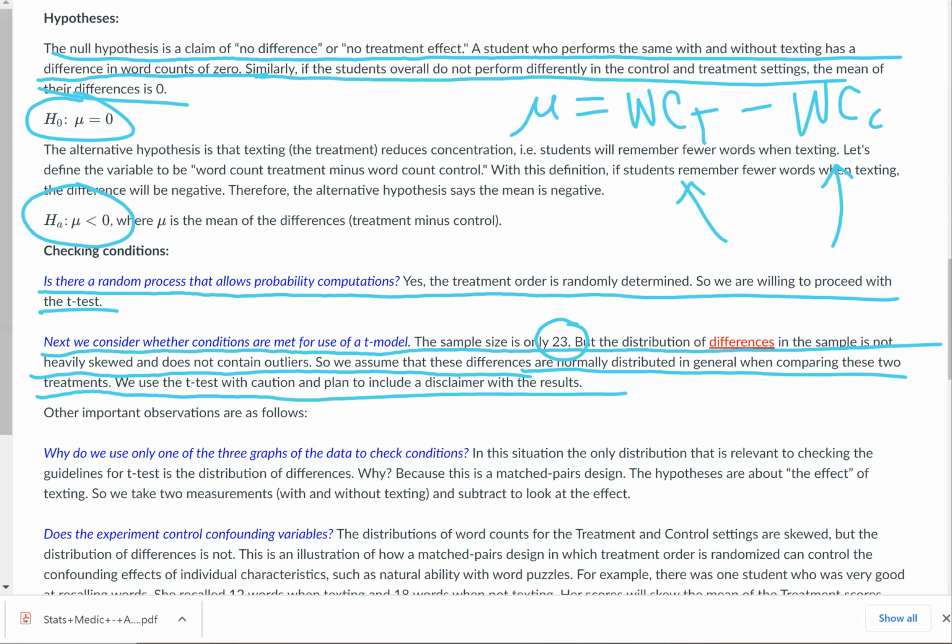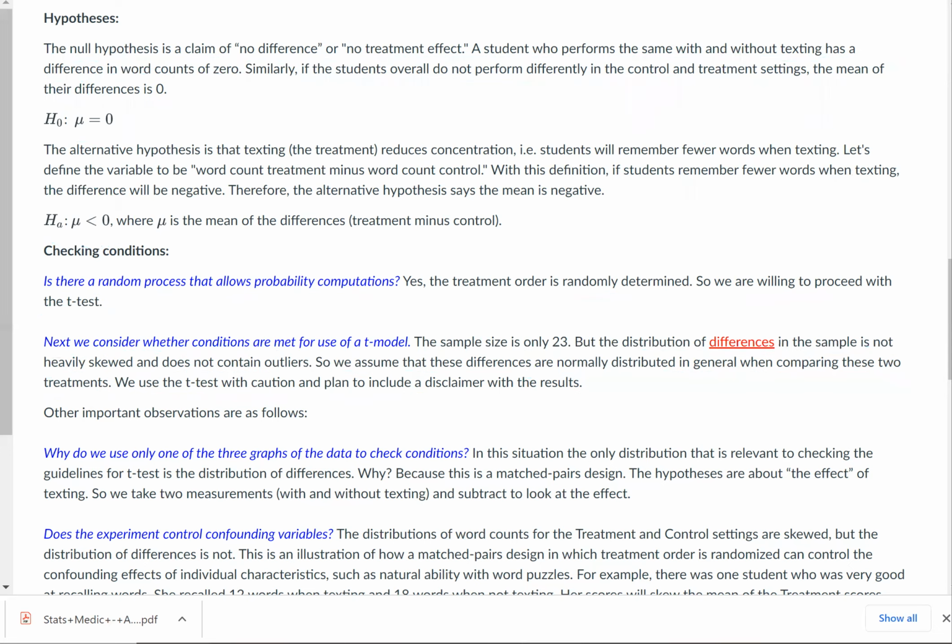Basically, it looks like a normal distribution, but when we state our conclusion at the end, we should say something about how we might not be able to use a normal test, but we think we can. But here are some other observations that we'll make real quick here.